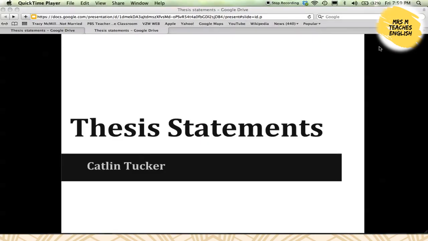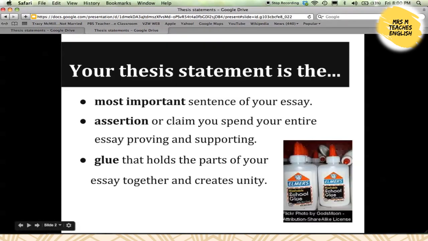This is a quick tutorial on how to write thesis statements. So there are a few things you need to know about the thesis statement. It is the most important sentence of your essay. And it is the statement, the assertion, the claim you spend the rest of your essay proving and supporting. So really everything in your essay is there to support your thesis statement.